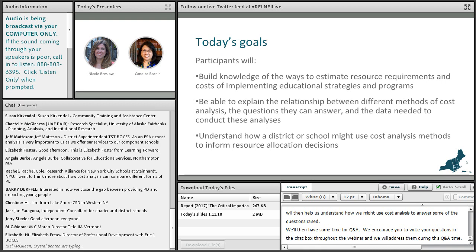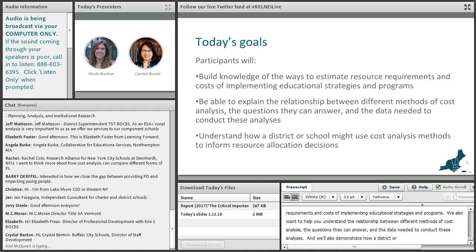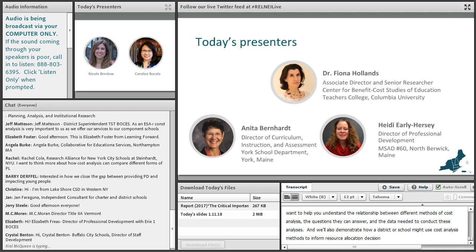So our goal for today is to build your knowledge of the ways to estimate resource requirements and costs of implementing educational strategies and programs. We also want to help you understand the relationship between different methods of cost analysis, the questions they can answer, and the data needed to conduct these analyses. And we'll also demonstrate how a district or school might use cost analysis methods to inform resource allocation decisions.